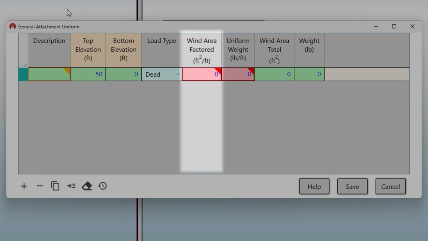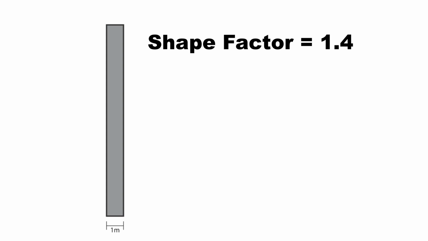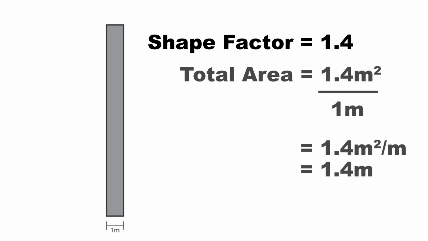The wind area indicates the wind area of the uniform attachment per unit length. This one can be a bit confusing to understand, so let's do an example to illustrate. Assume you have a flat object that is 1 meter wide and extends from the top to the bottom elevation. We believe the shape factor for this object would be 1.4. The total area would be 1.4 square meters for every 1 meter of stack that it covers. We would enter this as 1.4, and its units would be square meters per meter. Those units would simplify to just meters, and so you could also refer to this as 1.4 meters.